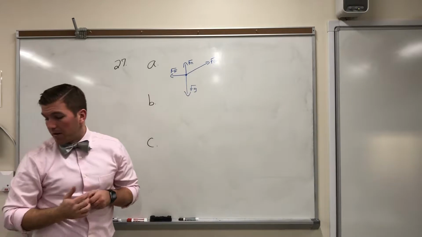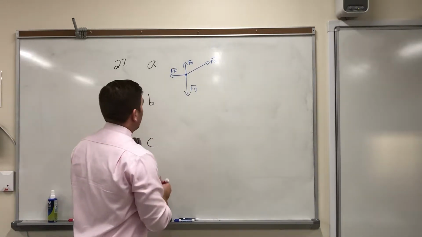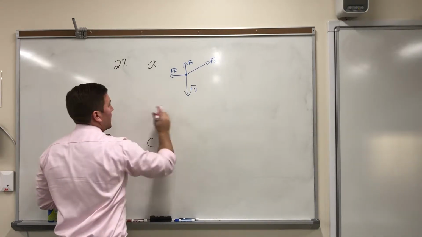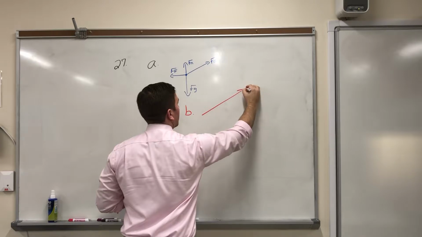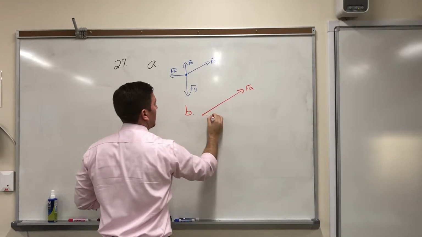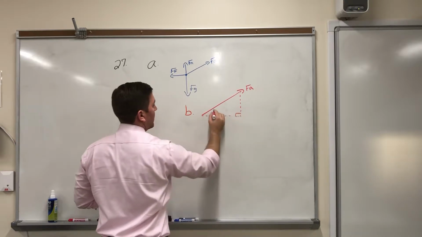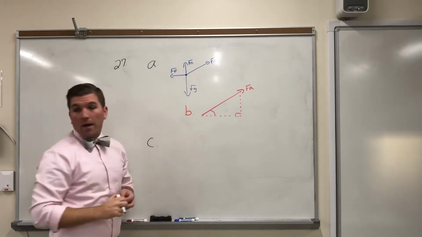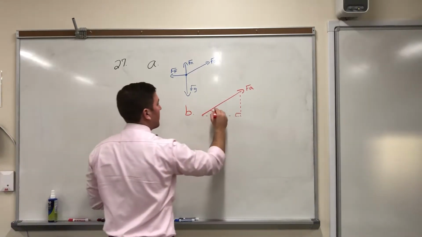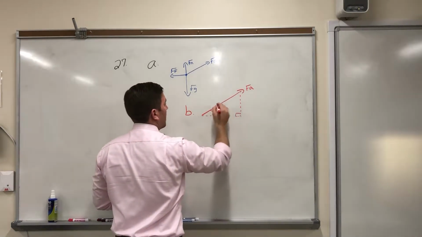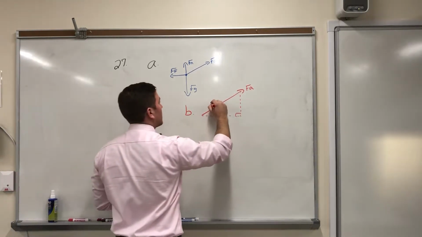For letter B, they want us to resolve the forces of the applied force. We'll move this over here. So if we resolve the forces of the applied force, remember to resolve just means to get your x and y components. So we make our right triangle. The angle that they gave us in this problem was 38 degrees, and they told us that the applied force was 410 newtons.